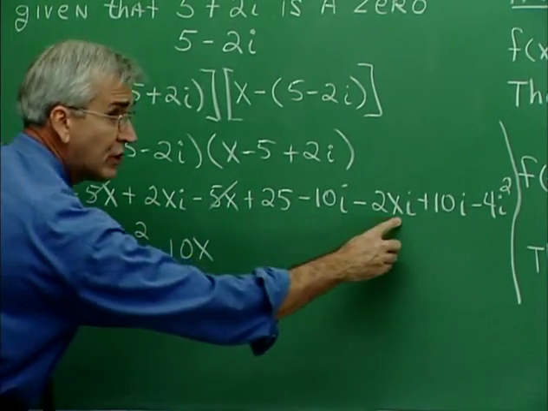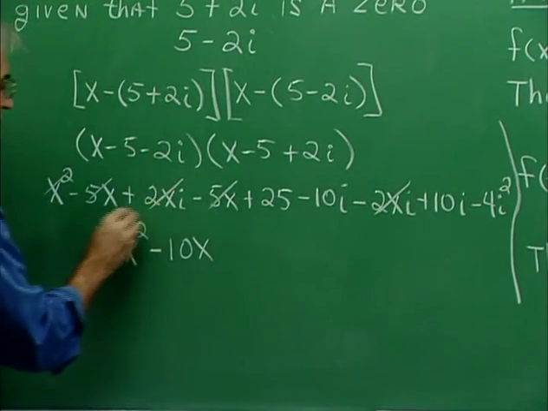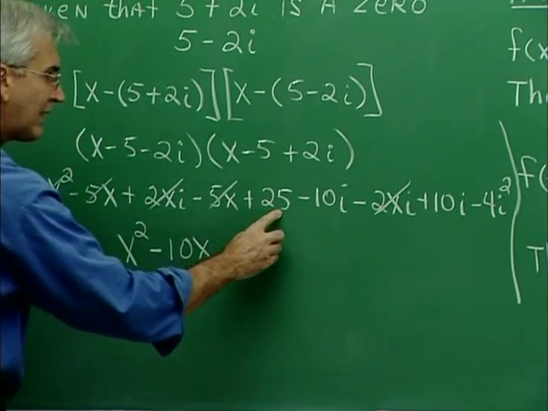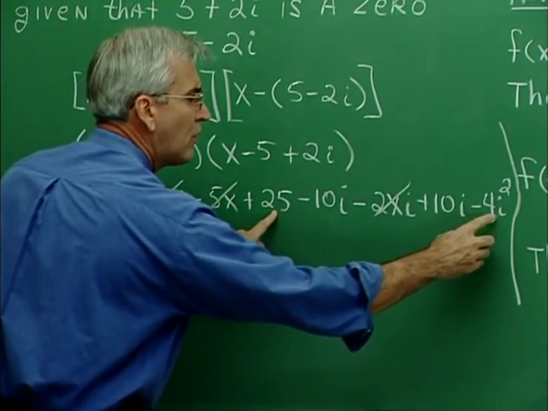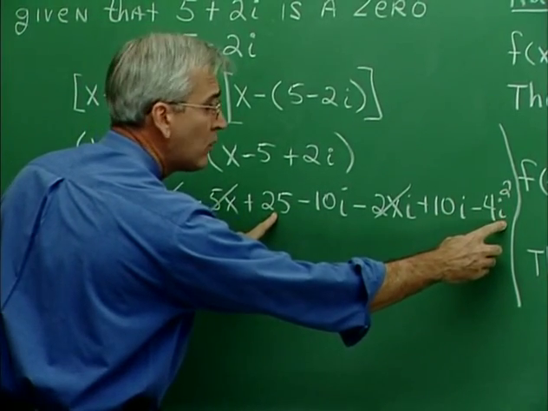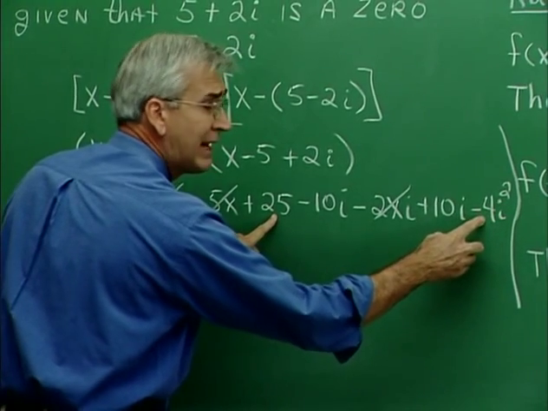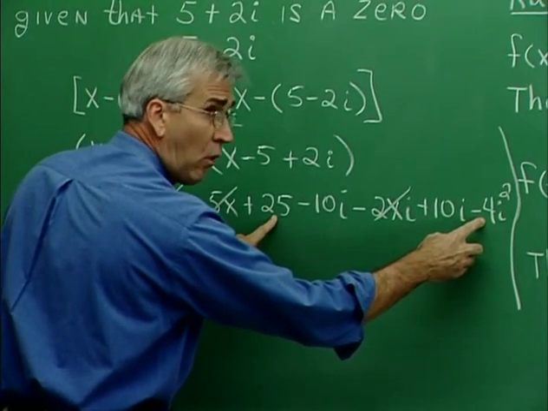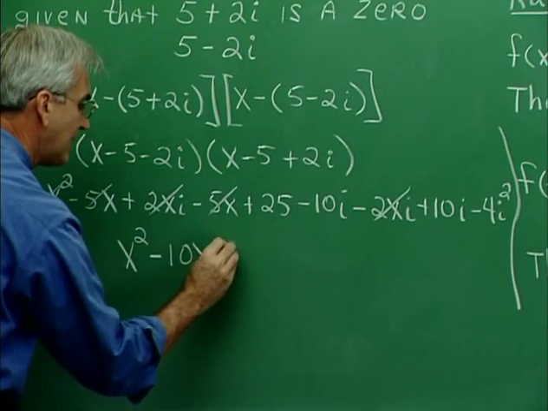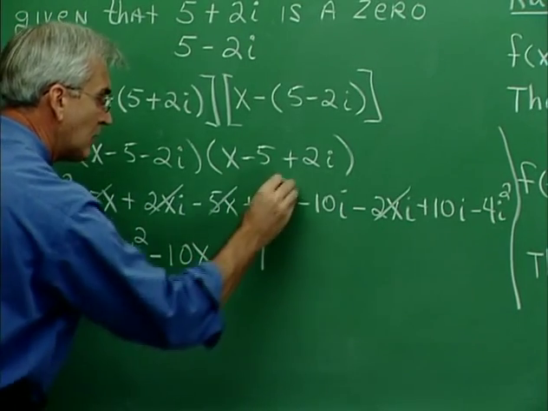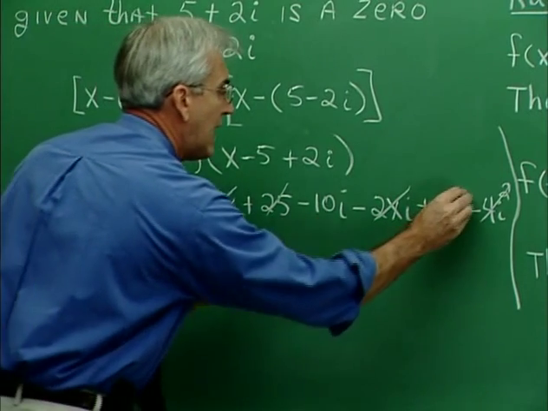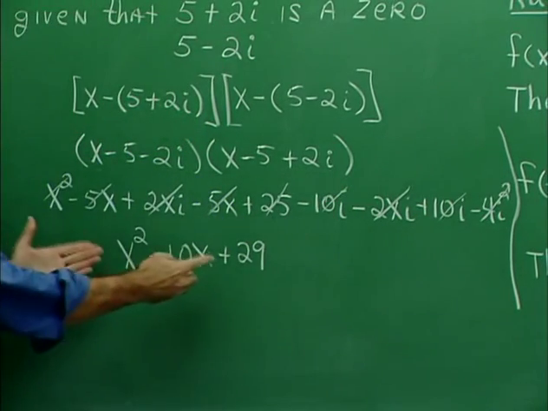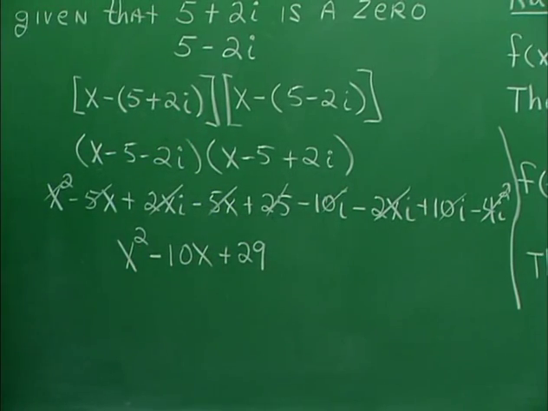Now 2xi minus 2xi. Good, they take each other out. We have 25 here, and we have minus 4i squared. Remember, i squared is negative 1. So we have negative 1 times negative 4. That's 4. So 4 and 25 is 29. We have minus 10i plus 10i. Those take one another out. And here is our polynomial product.